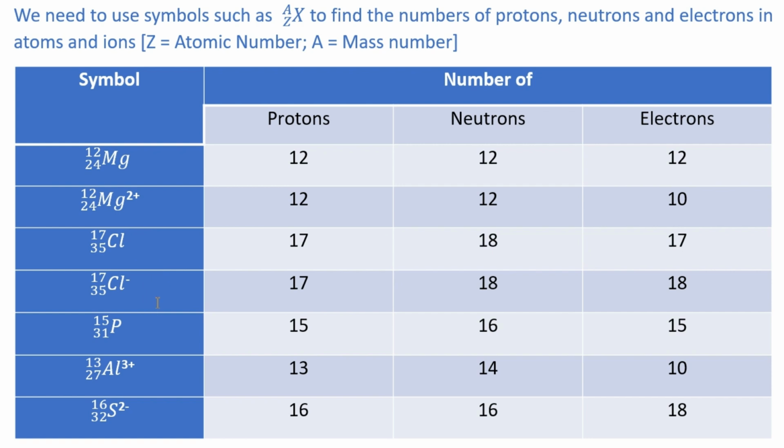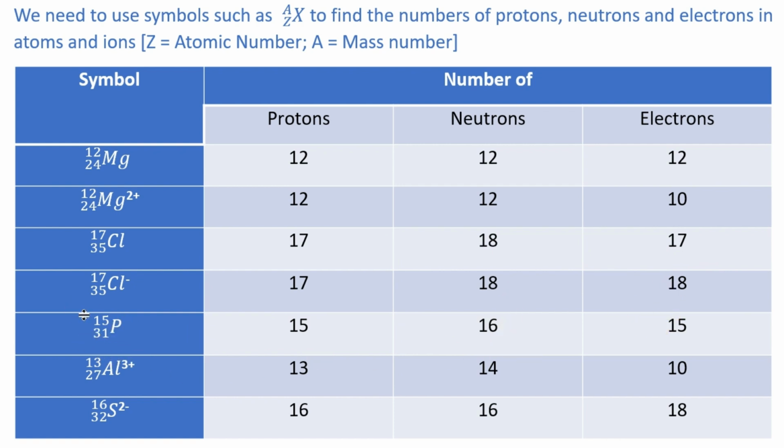For Cl, chlorine, smaller number, atomic number 17. Whether I have Cl as the atom or Cl minus as the chloride ion, still 17 protons. Subtraction, 35 minus 17, 18 neutrons. It's only electrons. The number of electrons can change. Cl minus indicating 1 electron had been gained.